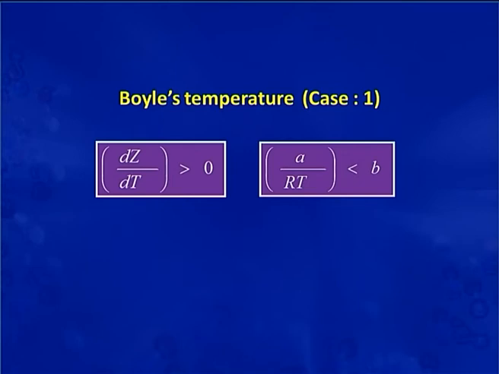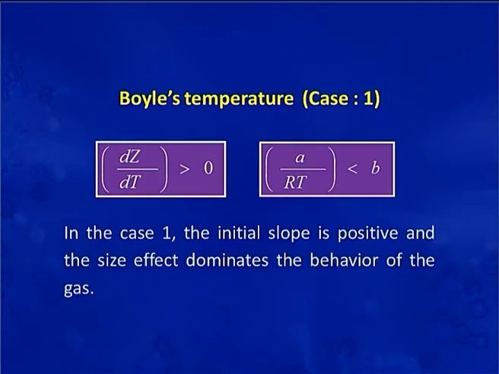Let us discuss some cases of Boyle's temperature here. First case is when dZ by dP is greater than 0, or you can write it as when a by RT is smaller than b. What happens in this case? You will see that the initial slope is positive and the size effect dominates the behavior of the gas.